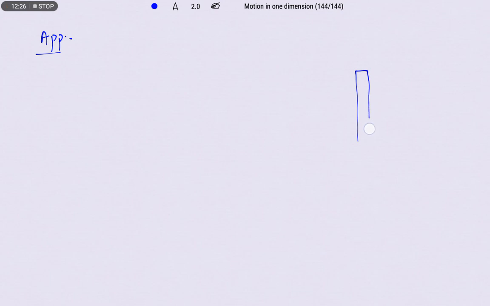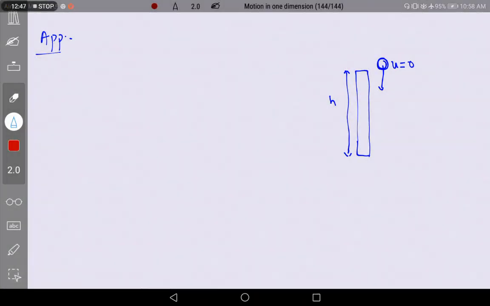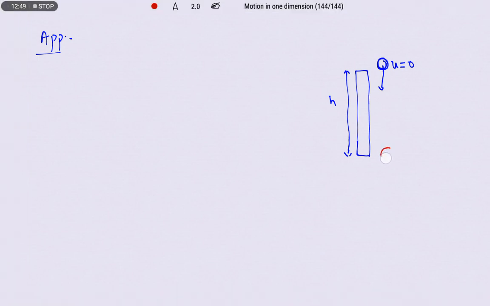From a tower of height h, the height of the tower is h, an object is under free fall, so u equals 0. Next, at the same instant of time, another object is thrown vertically upwards with an initial velocity u. Okay, try to understand the scenario.